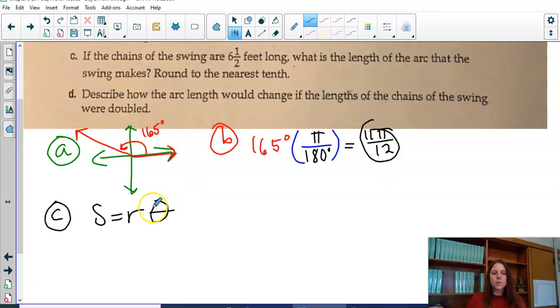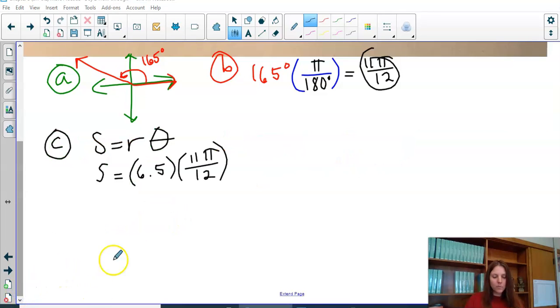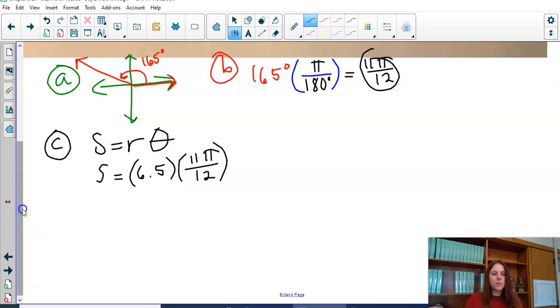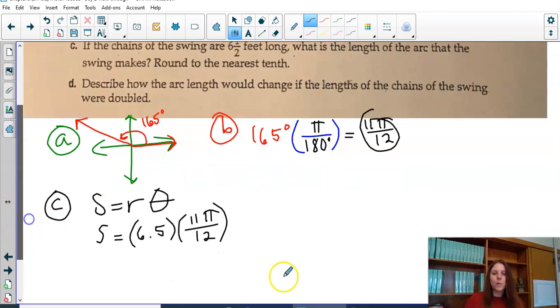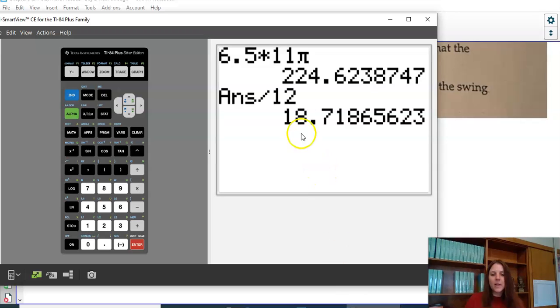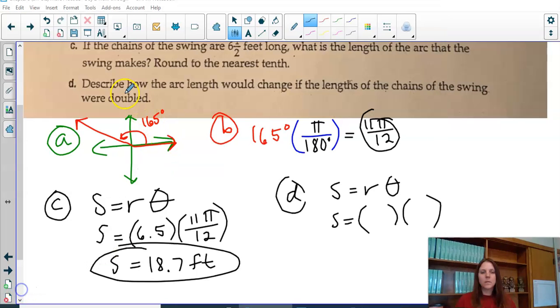So we just need to plug in the 6.5 for the radius and plug in the 11 pi over 12 for theta. The directions for this part C does say to round to the nearest tenth. So I typed it all into my calculator and I ended up with 18.7 for that length, and this would be feet. Letter D sounds complicated, but it's just asking you, how would the arc length change?